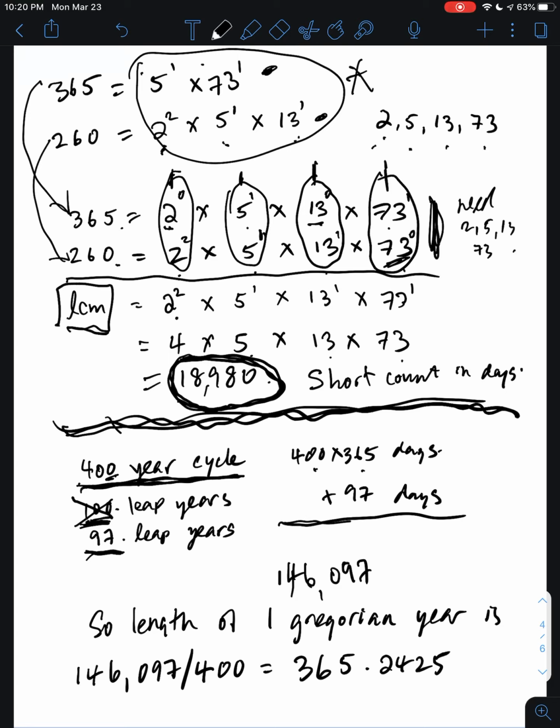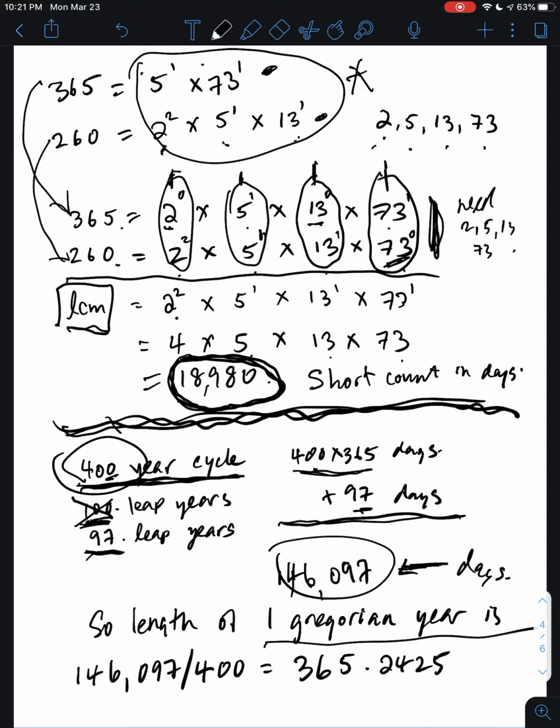So in a 400-year cycle, how many days are there? Well, there's this many days plus 97 extra for leap years. The sum total of those two is 146,097 days. So that means in 400 years, I have this many days. And so the length of one Gregorian year is the quotient of those two numbers, and that is 365.2425. So that is one Gregorian year.